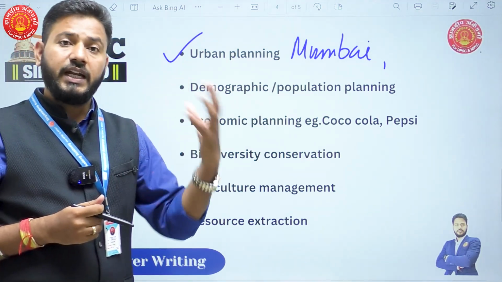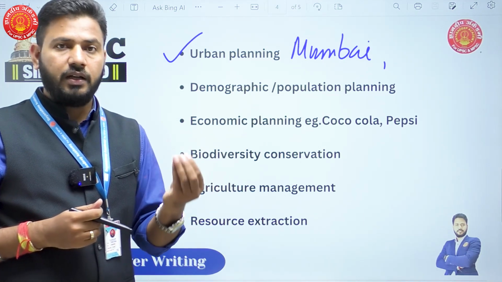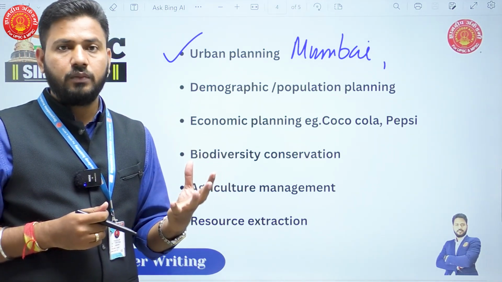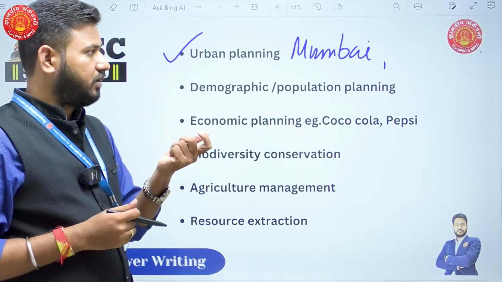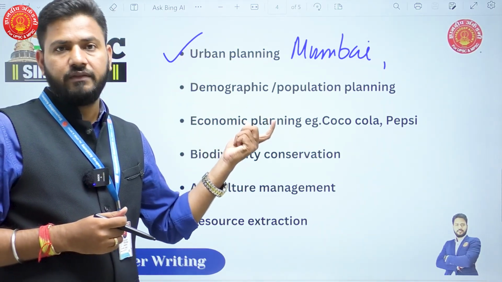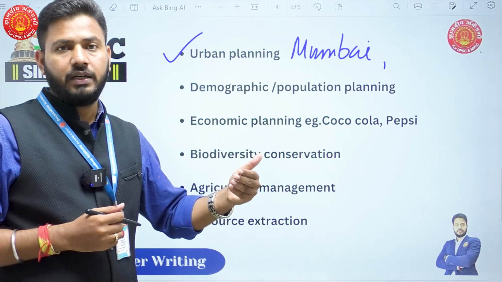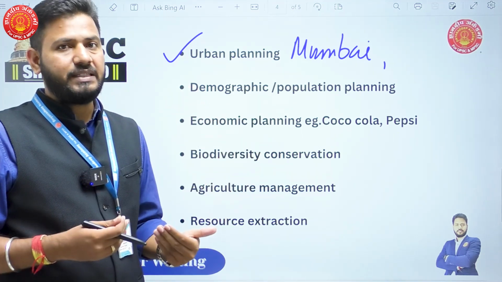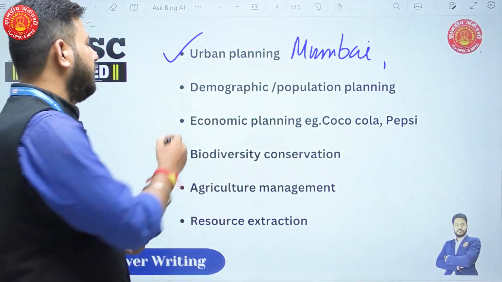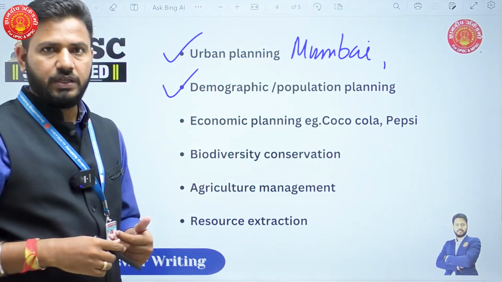Then demographic and population planning. The world population crossing 8 billion is a big challenge, and India is the most populous country in the world. With an increase in population, there is going to be degradation of the environment, and pressure on the environment. So you can explain how understanding carrying capacity can help us sustainably maintain this population.